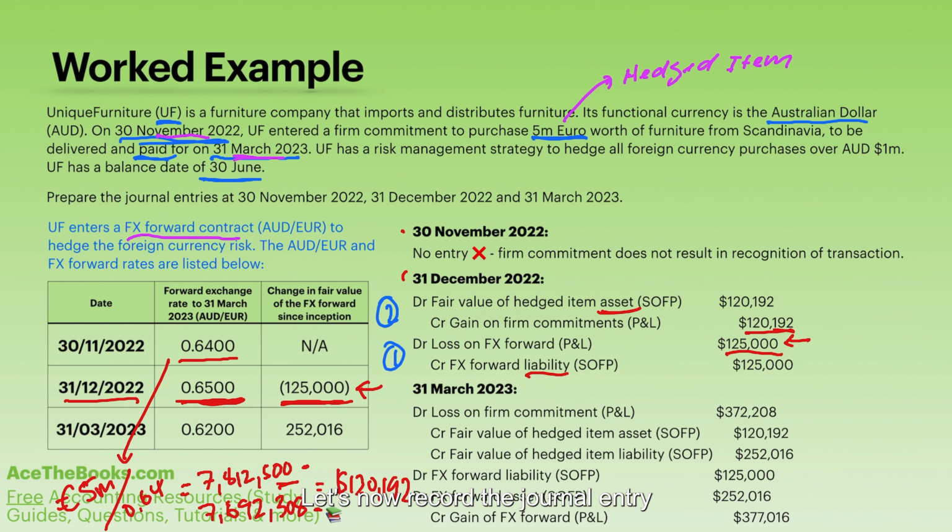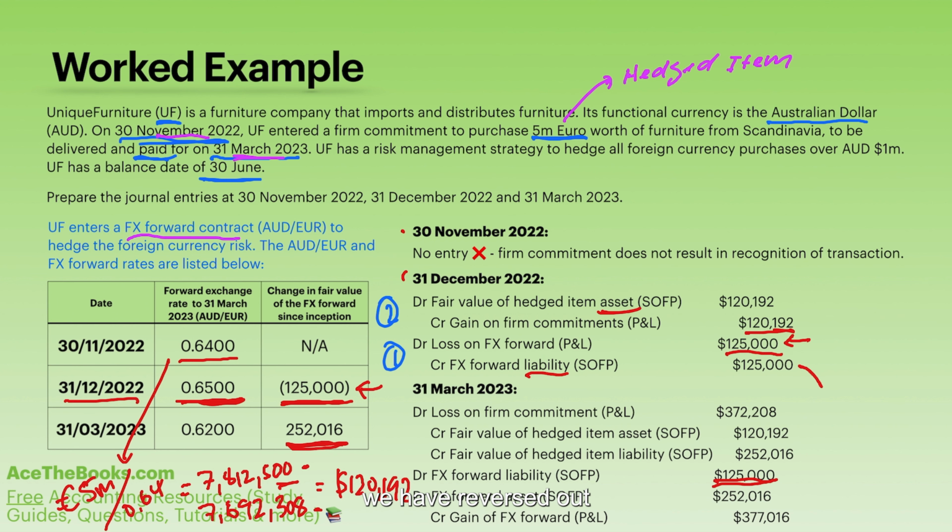Let's now record the journal entry as at the 31st of March, which is when UF is required to make payment. Stepping through the same process, we instead now see that the fair value movement of the derivative has swung into an asset position. So the fair value is now 252,000, whereas at the 31st of December, it was negative 125,000. We therefore need to reverse the liability recorded at the 31st of December and now record an asset equal to the amount of the fair value movement.